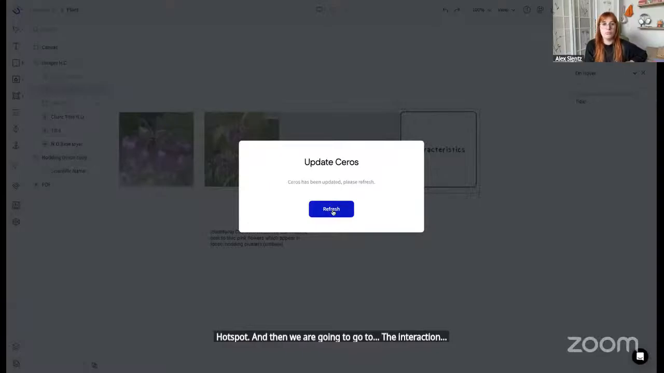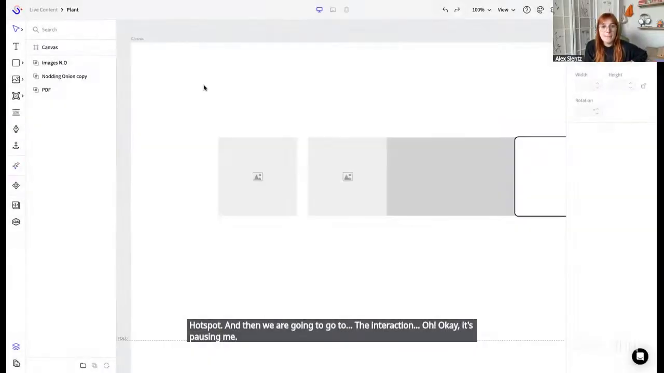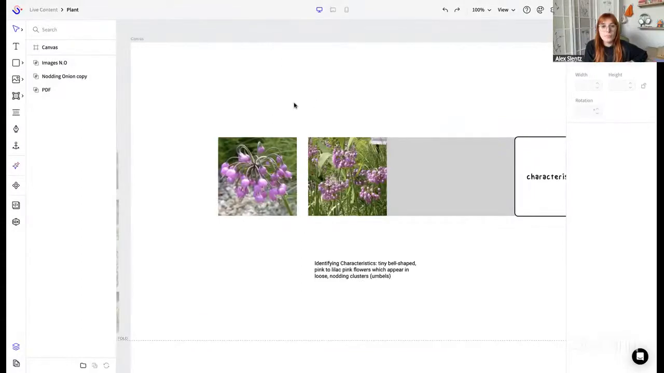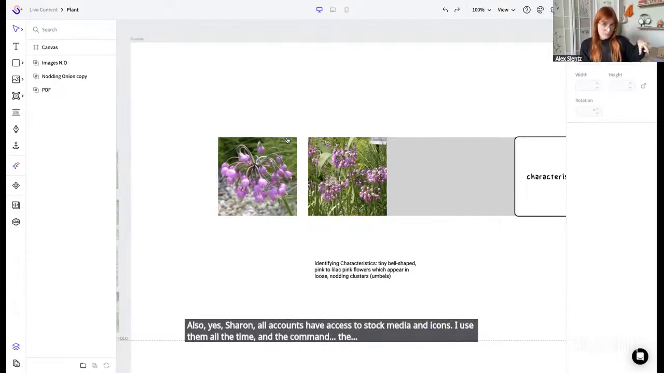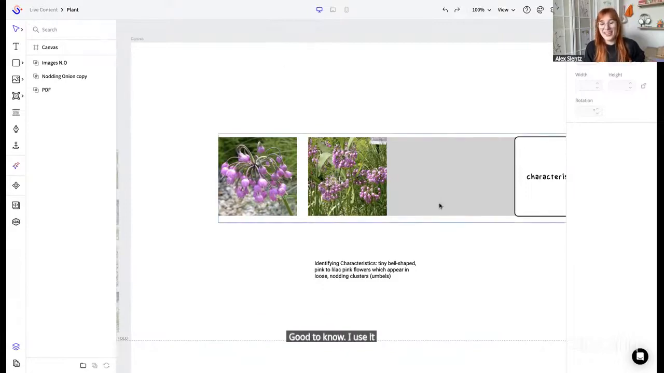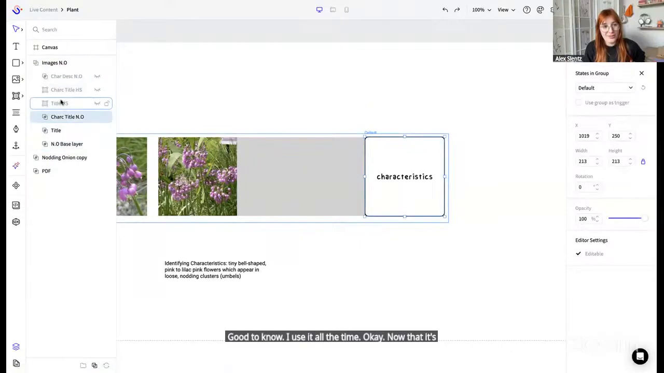Oh, okay, it's pausing me. Also, yes, Sharon, all accounts have access to stock media and icons. I use them all the time. And the keyboard command shortcut for that is the option 4. So good to know. I use it all the time. Okay. Now that it's refreshed on me.